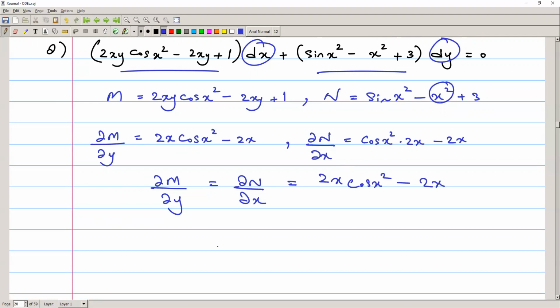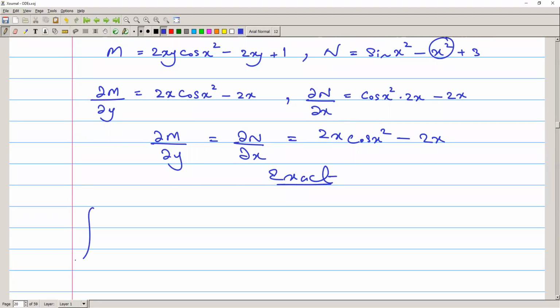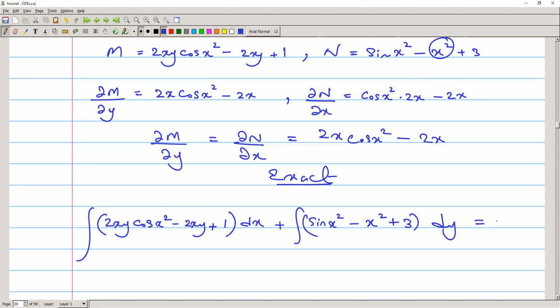Now the equation is exact, so we just need to integrate the given parts, that is (2xy cosine x squared minus 2xy plus 1) dx plus (sine x squared minus x squared plus 3) dy equals 0.